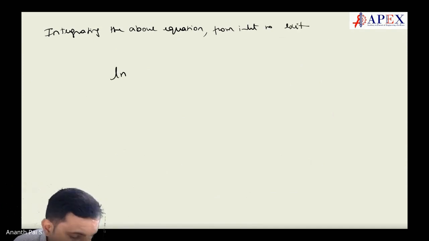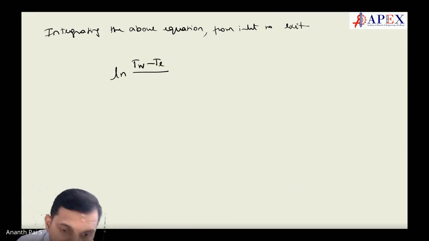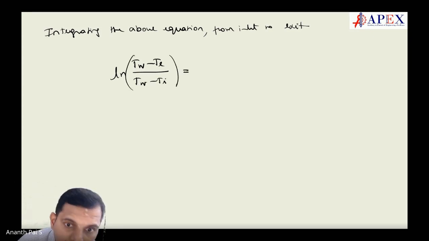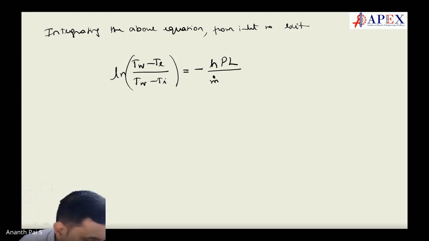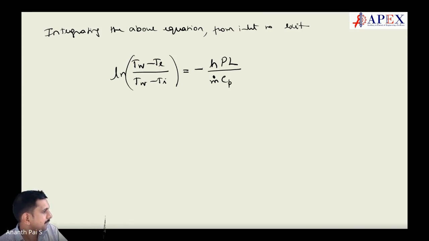You will get log of T wall minus Te divided by T wall minus Ti, which is equal to minus HA, H into P into L, HPL, not IPL, HPL, okay, divided by M dot into C. Makes sense? What is that? This is area, the area of the surface, the total area of the wall, right?